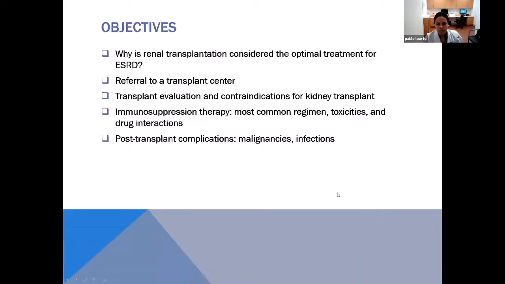Okay. All right. So the objectives of this presentation is to explain to you guys why renal transplantation is considered the optimal treatment for end-stage renal disease. I'm going to give you an introduction into the referral to transplant center, when you should be considering to refer a patient for transplant evaluation, what the process is like, the transplant evaluation process, and what are the contraindications for a kidney transplant.